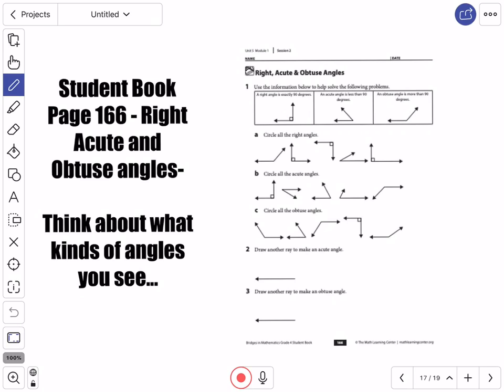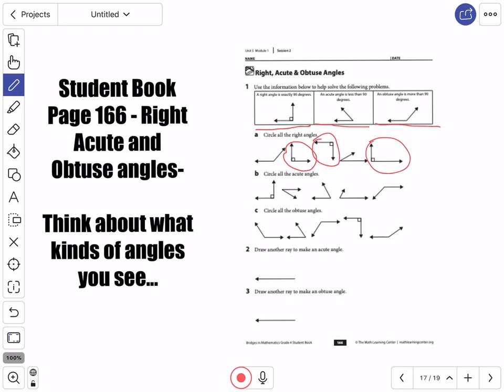And finally, you're going to be doing 2 pages on your own, but before you do those, I'm going to go ahead and just do this last page with you, okay? So the last page I'm going to do with you is student book page 166. Write acute and obtuse angles. Think about what kinds of angles you see. It gives you a little information here. A right angle is exactly 90 degrees. An acute angle is less than 90 degrees, and an obtuse angle is more than 90 degrees.